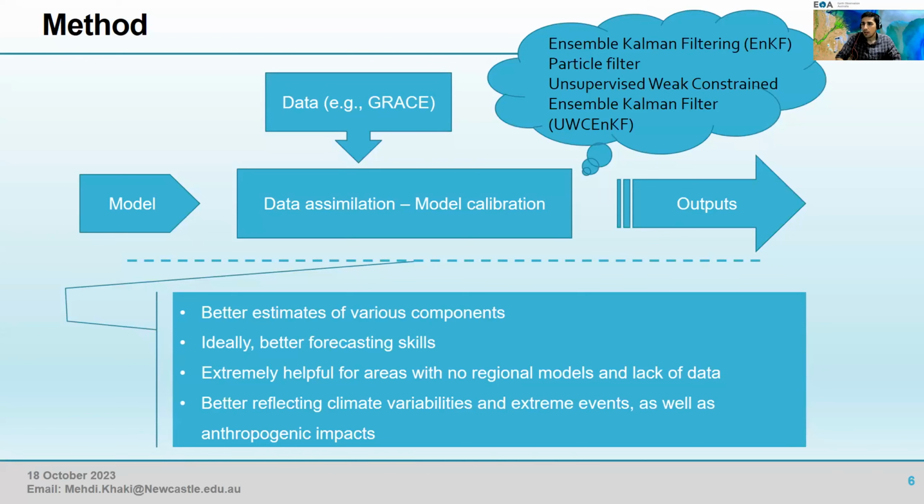So this is in terms of method. Basically, I tried to make a very simple chart. We have a model. We have data such as GRACE, and through the assimilation, we try to constrain the model simulations based on observation and uncertainty, and get a better output in the end. If you do this properly, you can also have good predictions because you have a better initial state for the forecast period.